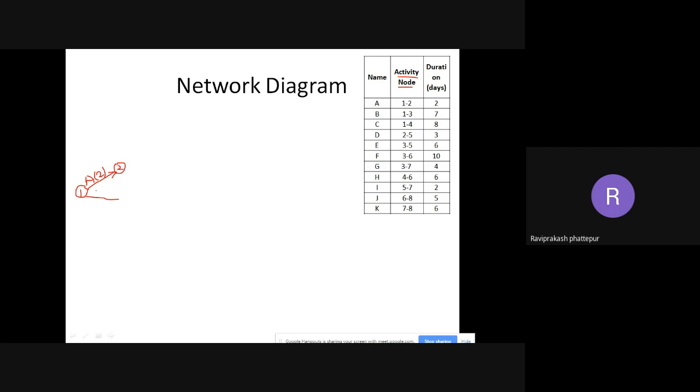So what is it? 2 to 5 is D. So D will be here like this. Okay, then is E. E is 3 to 5. So this is directly joining here. 3 to 5 will be my E. So this is my E.